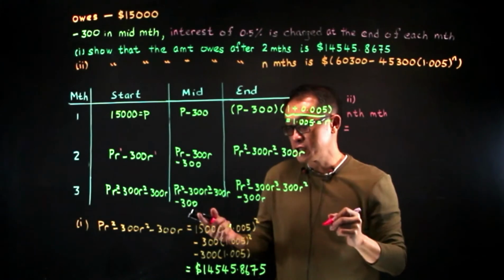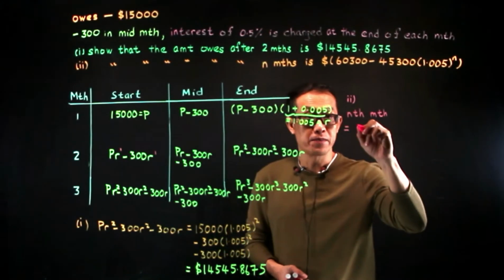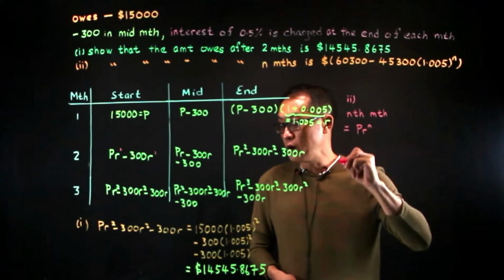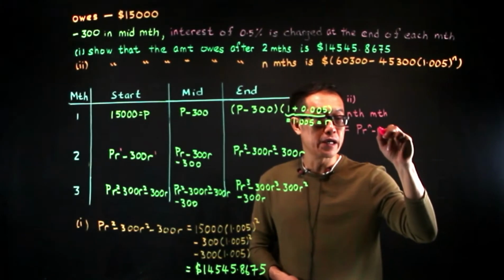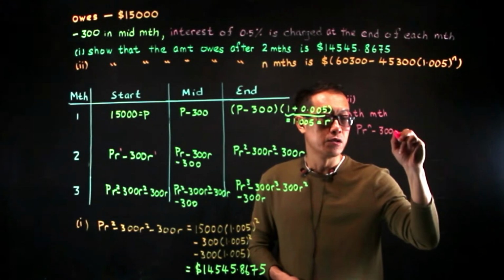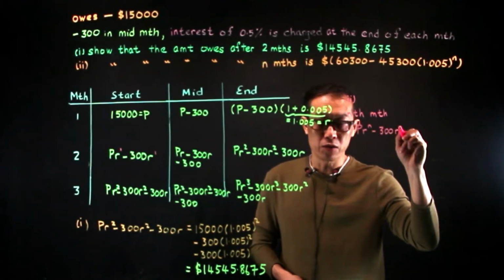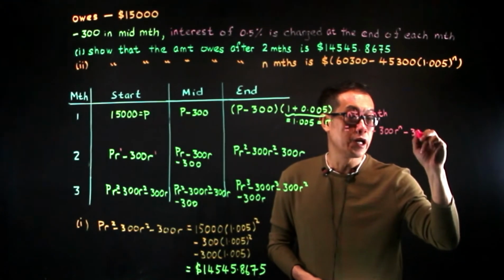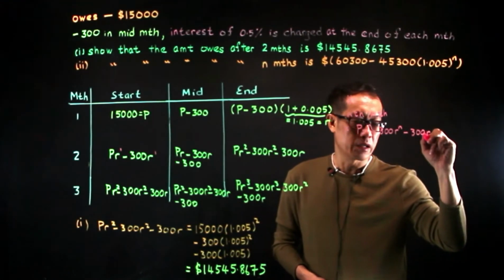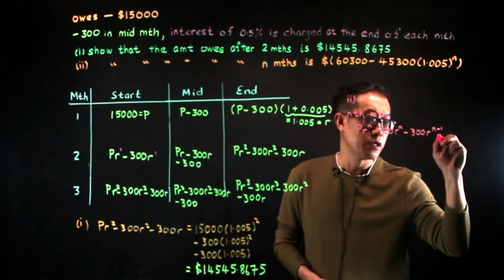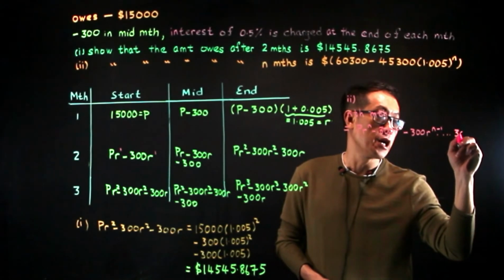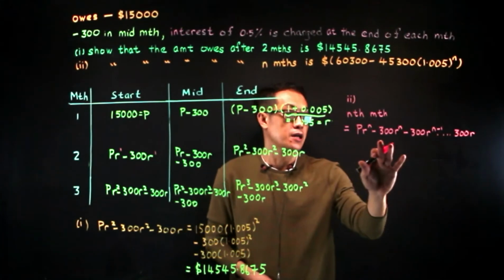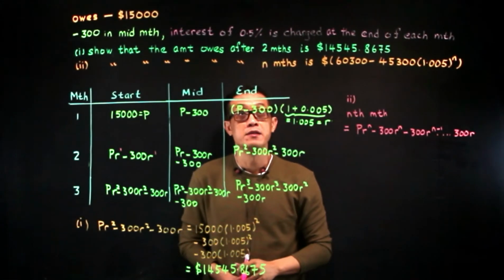What will the expression be like? The expression will be P R to the power of n minus 300 times R to the power of n minus 1, minus 300 R to the power of n minus 2, and so on, down to minus 300 R. Okay, this is the expression.